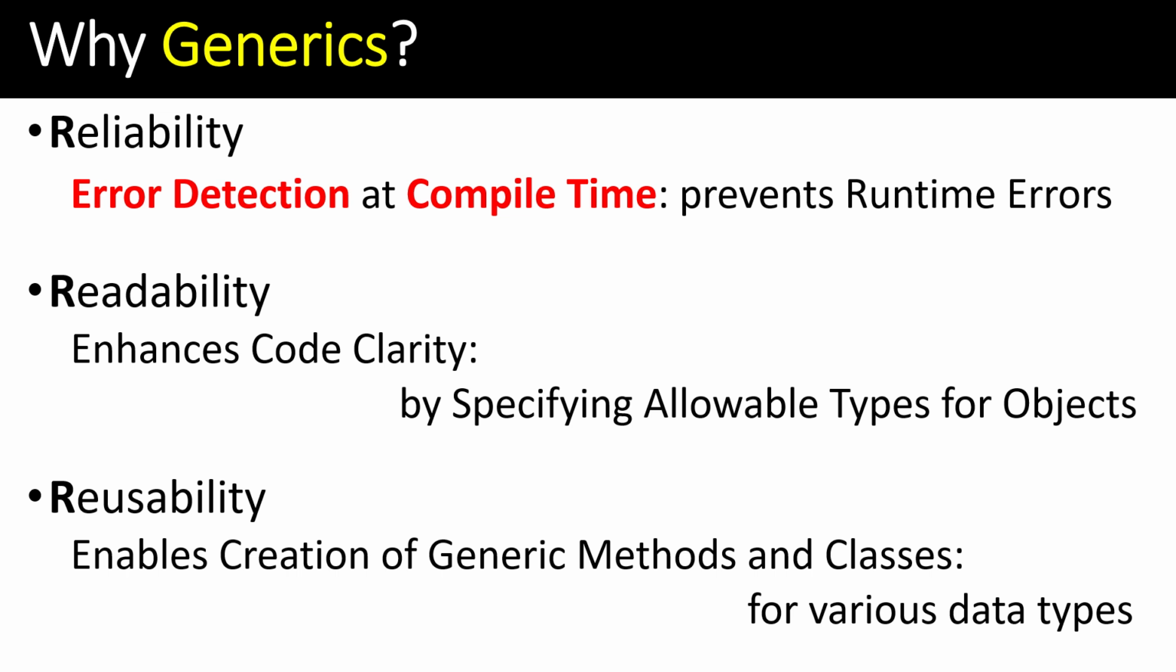When we see a generic type such as ArrayList string, we immediately know that this list is designed to store string values. Third, generics improve reusability. They allow us to create classes, interfaces, and methods that can work with different data types instead of being limited to only one specific type.